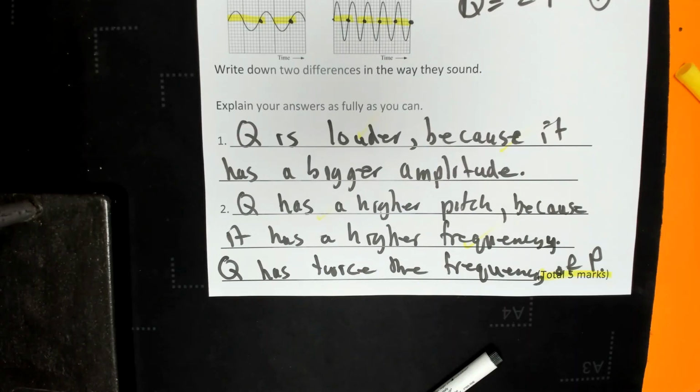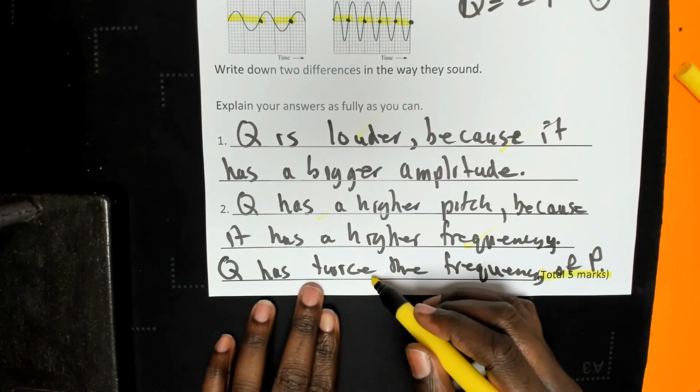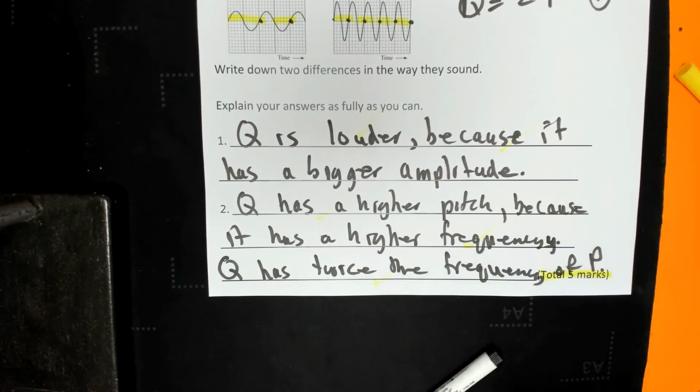Now you need that total 5 marks. You have to make a comparison between the frequency of each. And you could also note that the amplitude as well is also 2 times that value.